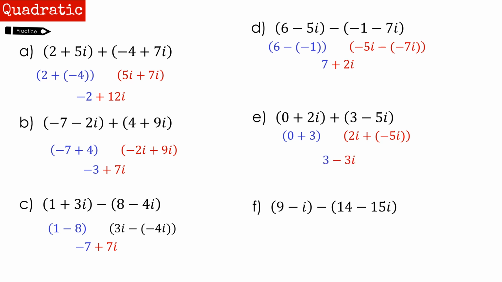And then the last one, F, we're still subtracting. 14 minus 15i is the same thing as 14 plus -15i. That'll give us the answer -5 plus 14i.